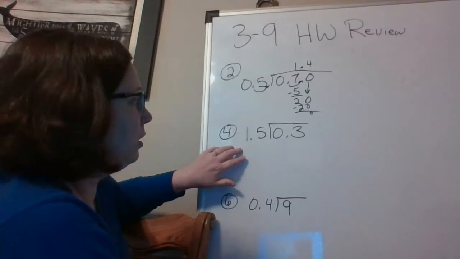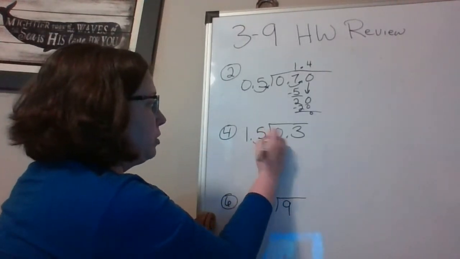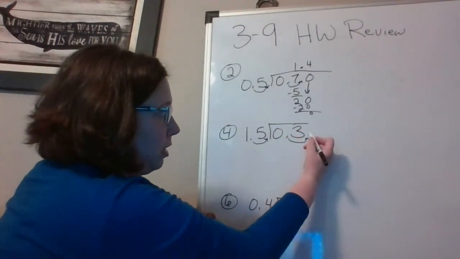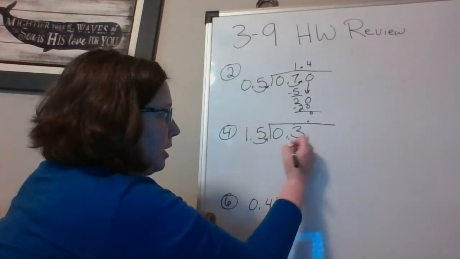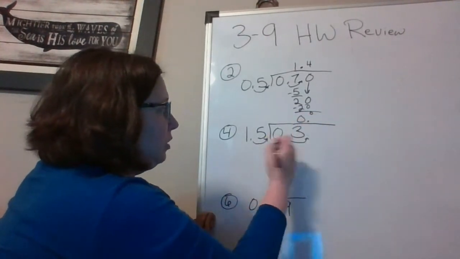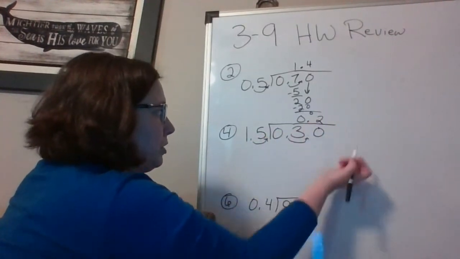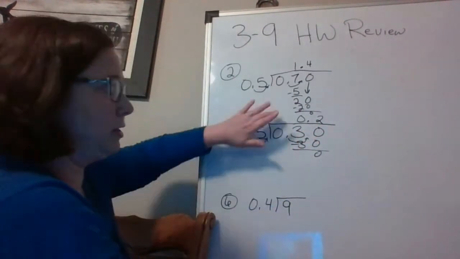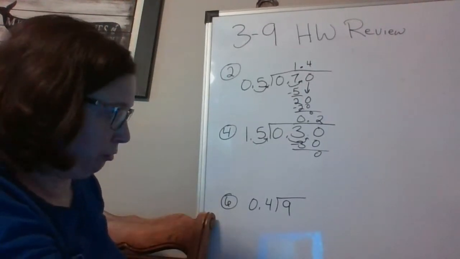I'm going to move on to problem 4. Again, we have a decimal in our divisor, so we move that, move the decimal in the dividend as well, and then put our decimal straight up. 15 does not go into 3, so I need to add a 0. 15 does go into 30 2 times, and that's it. Our answer is 2/10.